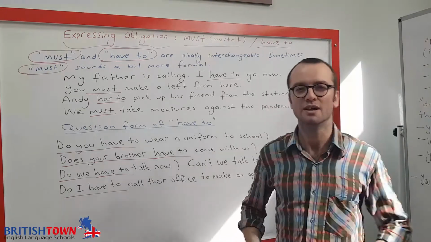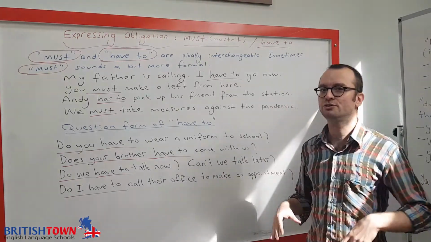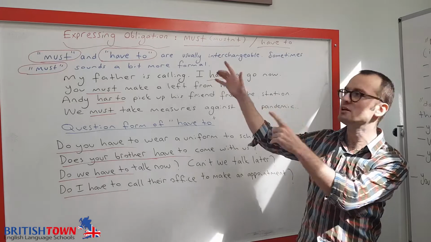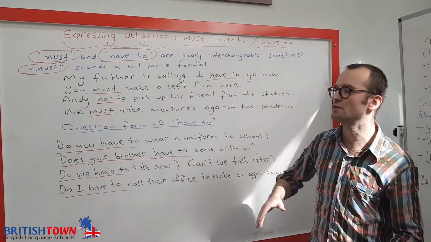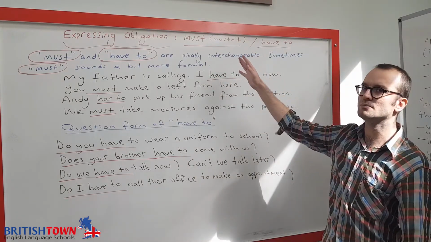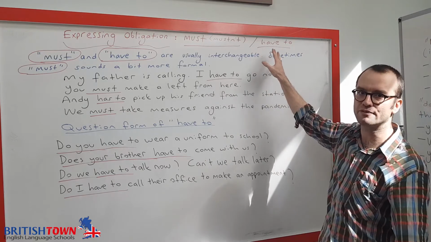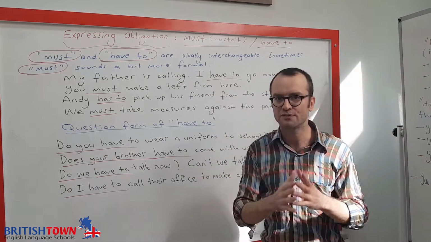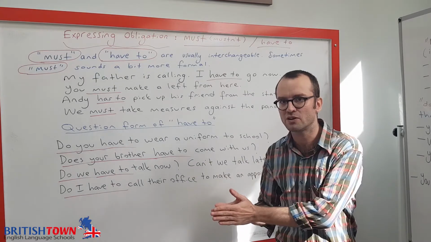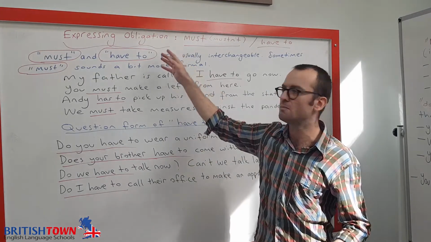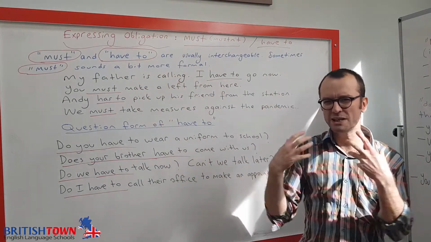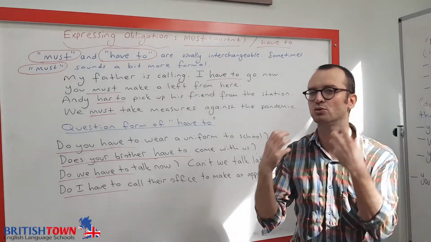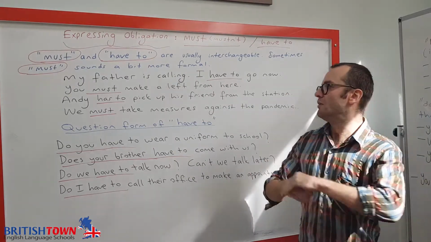Hello everyone. This week we're going to start from expressing obligation and the use of modal verbs must, mustn't, and have to. Evet, bu hafta must ve have to'ya odaklanacağız. Bu modal verb'ler neyi ifade etmek için? Obligation, yani zorunluluk ifade etmek için kullanılır.